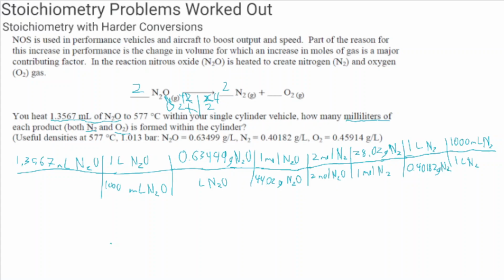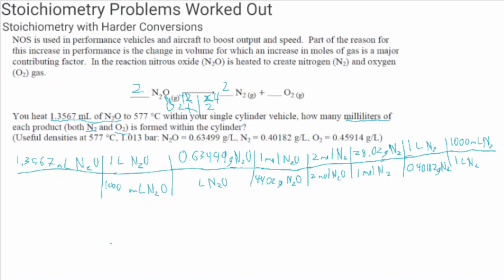All right. So now we can go back and confirm that all of our units cancel out except for the ones that we want. So milliliters of N2O on top, milliliters of N2O on bottom, those cancel out. Liters of N2O on top, liters of N2O on bottom, those cancel out. Grams of N2O on top, grams of N2O on bottom, those cancel out. Moles of N2 on top, moles of N2O on bottom. Then we have moles of N2, grams of N2, grams of N2, liters of N2, liters of N2, and we're left with milliliters of N2.